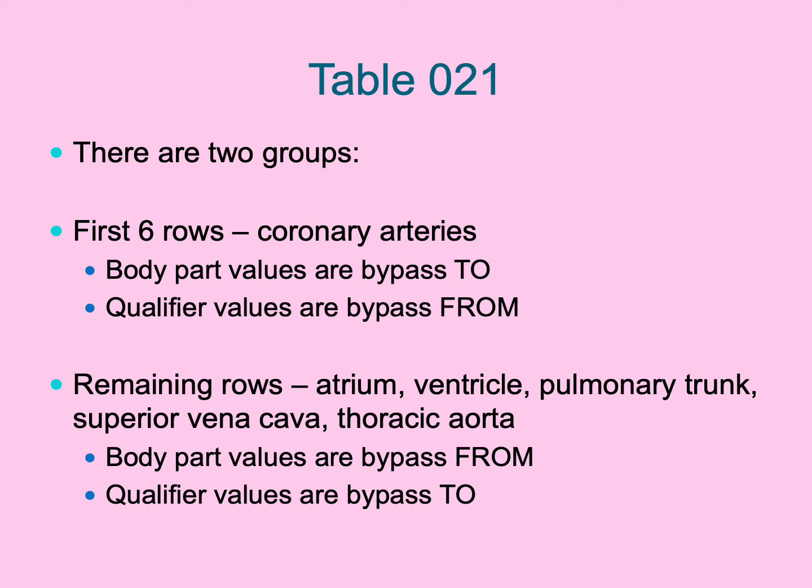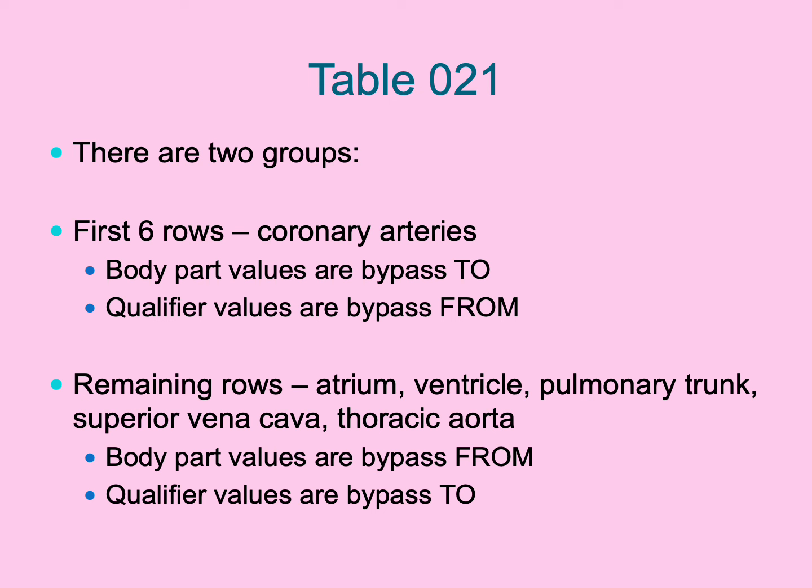Okay, so we said there are 2 groups. The first 6 rows with the coronary arteries: body part values are bypassed to, qualifier values are bypassed from. We've talked about that first group. So let's look at the second group. The remaining rows are much more specific. The body part values are atrium, ventricle, pulmonary trunk, superior vena cava, thoracic aorta. The body part values in this case are the opposite. This is why this is so confusing. Bypass from, qualifier values bypass to. Remember, the guideline just talked about the coronary arteries, which are counted in numbers of arteries.